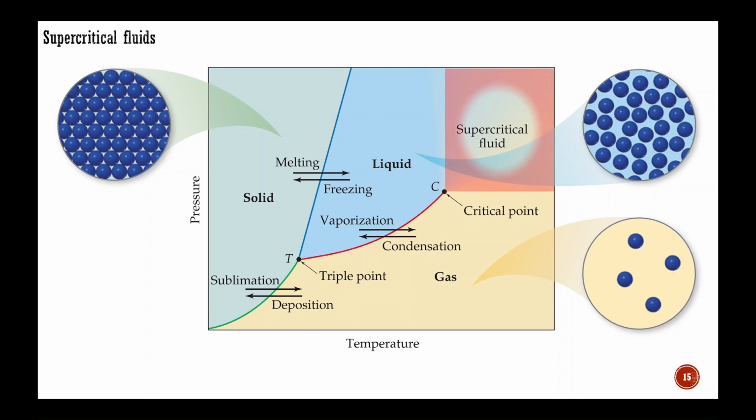A fluid at a temperature and pressure that exceed the critical temperature and critical pressure, respectively, is called a supercritical fluid. Supercritical fluids have some remarkable properties and are used as solvents in a wide variety of industrial applications. The first large-scale industrial use of a supercritical fluid was the decaffeination of coffee with supercritical carbon dioxide.